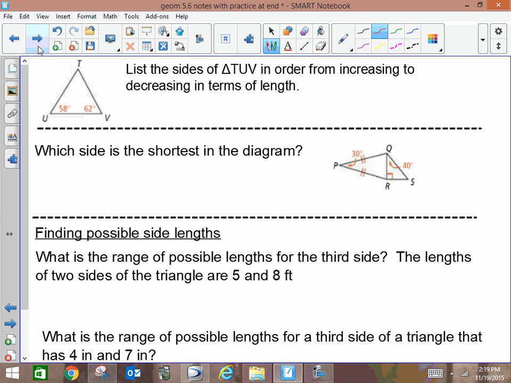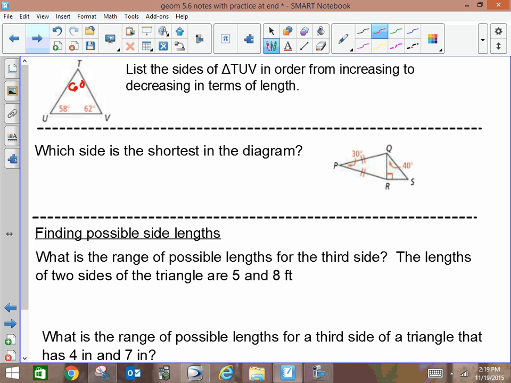Well, the angles are pretty close to the same. That's why they all look the same. If I've got 58, 62, what's left to use? 60, right, because I'm 2 less than 60 here. I'm 2 more, so that would be absolutely exactly 60.